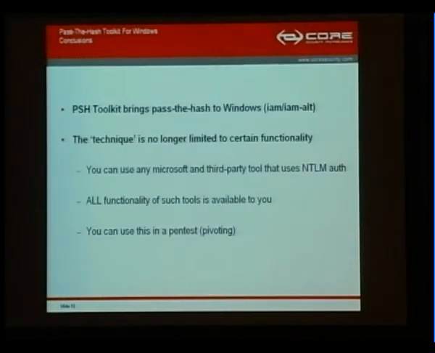Okay, the conclusions. So basically what the pass-the-hash toolkit brings to you is the possibility of performing the pass-the-hash technique on the Windows platform. And that means that you don't have any more limitations on the functionality that you can use with this technique. You can use any tool that you want, and you can also use this during a pen test on a remote machine. Just as I showed you how to use the IAM tool locally, you can use it remotely using HIRBSecConf, for example, to create a console session with a remote server, and then use that remote machine as a pivoting point to some other machines on the network. And this is something that you weren't able to do before this tool came along.